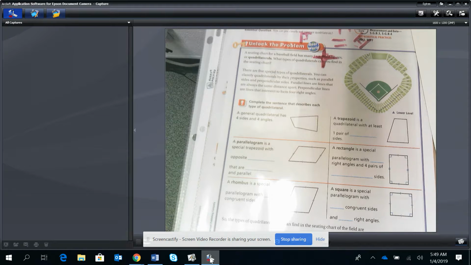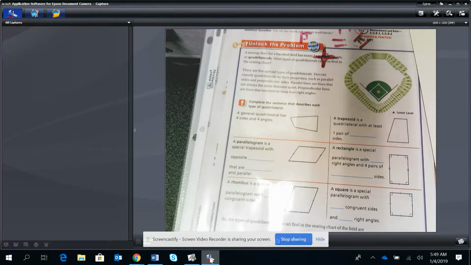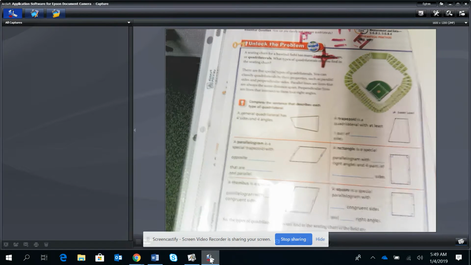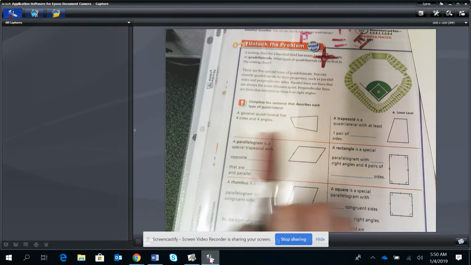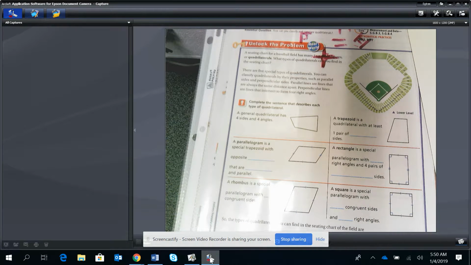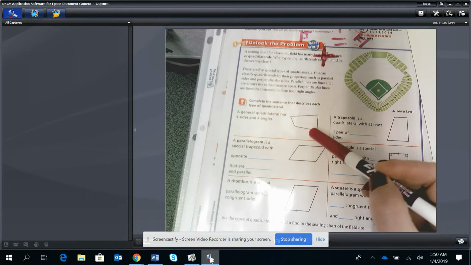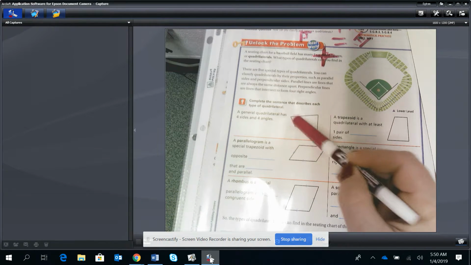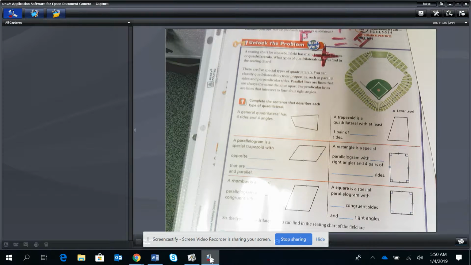All right. So we need to talk about what those classifications are. A general quadrilateral has 4 sides and 4 angles. That's all the rules there are. 4 sides: 1, 2, 3, 4. 4 angles: 1, 2, 3, 4. They can be an obtuse angle or an acute angle, but they have to have 4 of them.